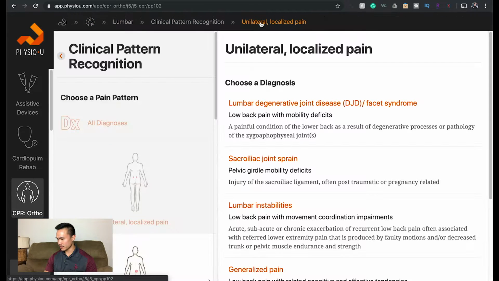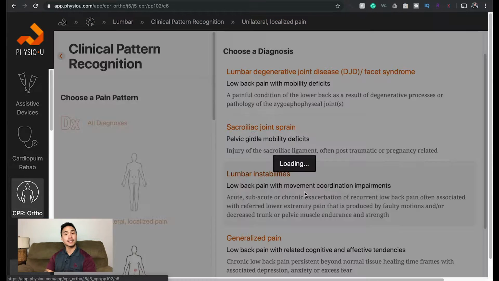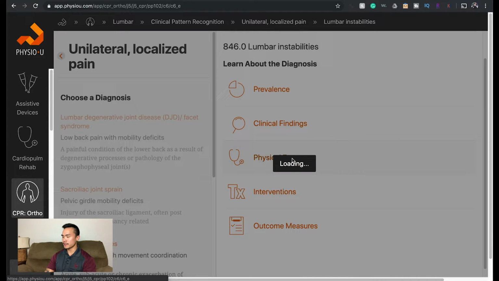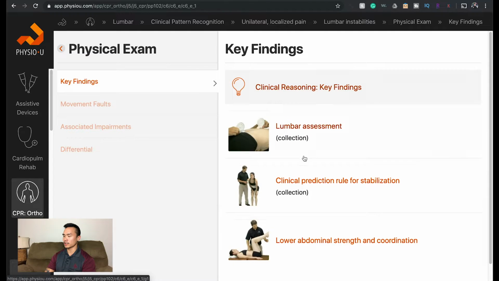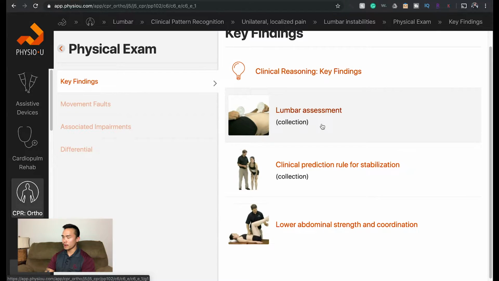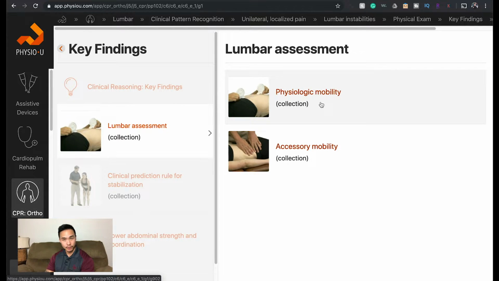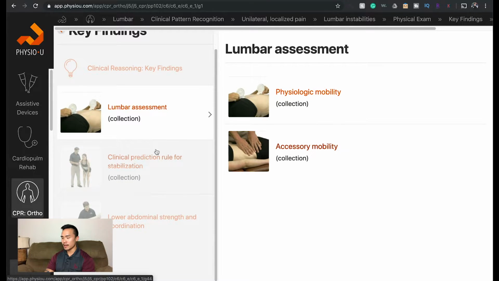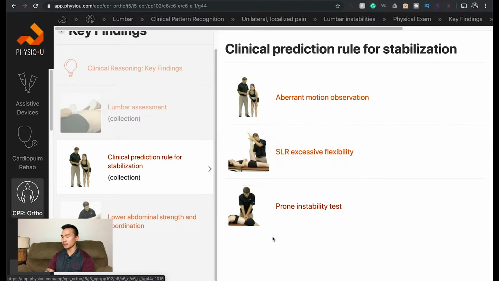Let's go back to lumbar instabilities. Now, in the physical exam, what are the key findings you're looking for? You're still going to do the lumbar assessment, so you have your active range of motion, touching your toes, arching back, and looking at accessory mobility as well. But now we have a clinical prediction rule for stabilization, which means the prone instability test is going to be a big one.